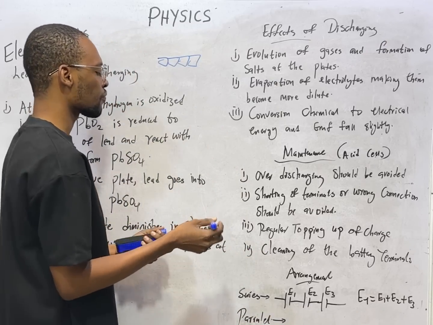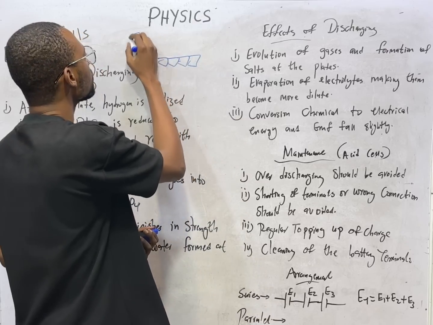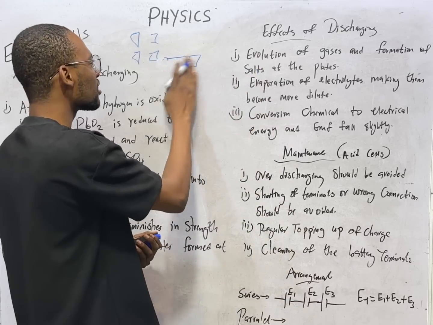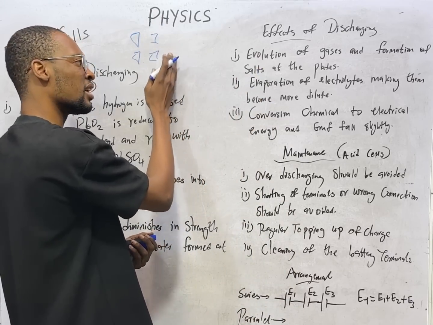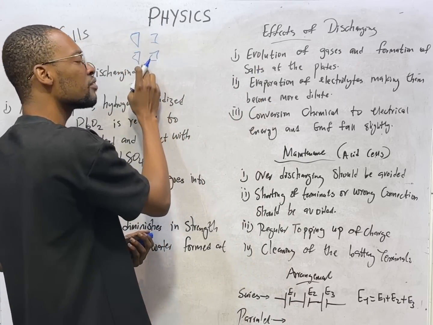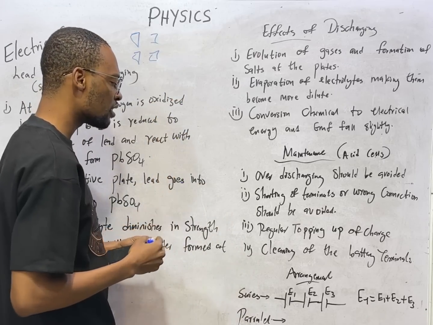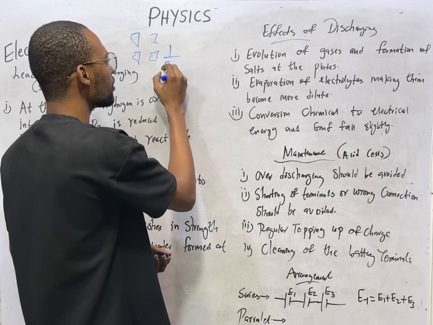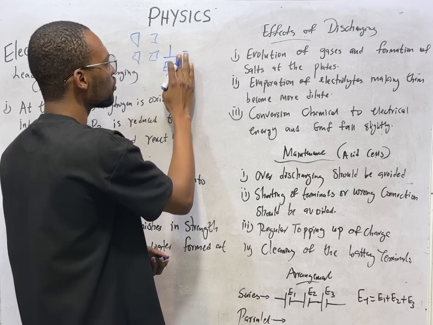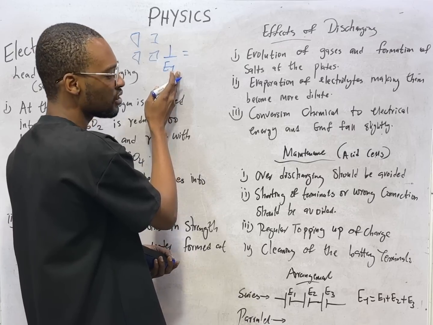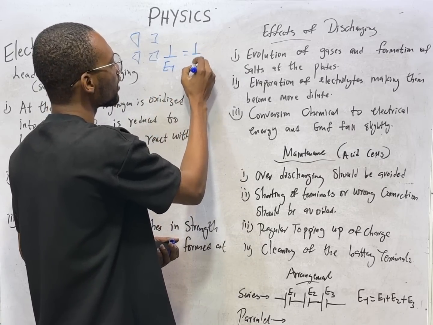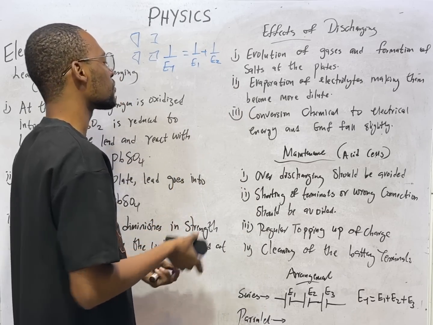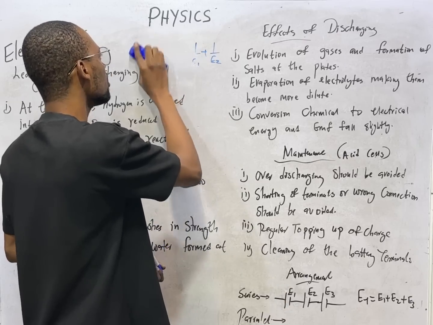And parallel arrangement of cells is, let's say you put one on top, put one down, put one here. You are not putting them in a straight line. Even as you are putting some up or some down, it is positive to positive, negative to negative. And we solve it the way we solve for resistors in parallel. 1 over the equivalent EMF of the cells will simply be 1 over E1 plus 1 over E2, and so on.